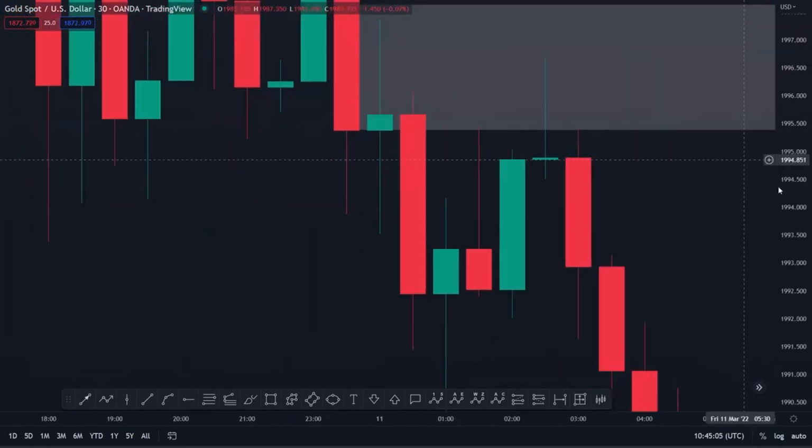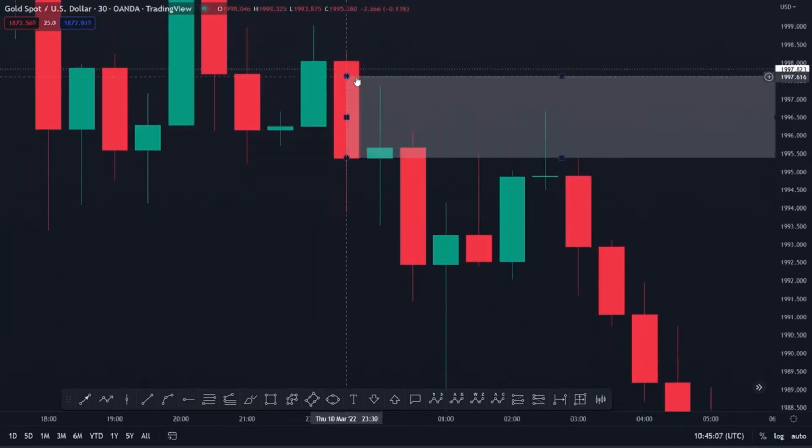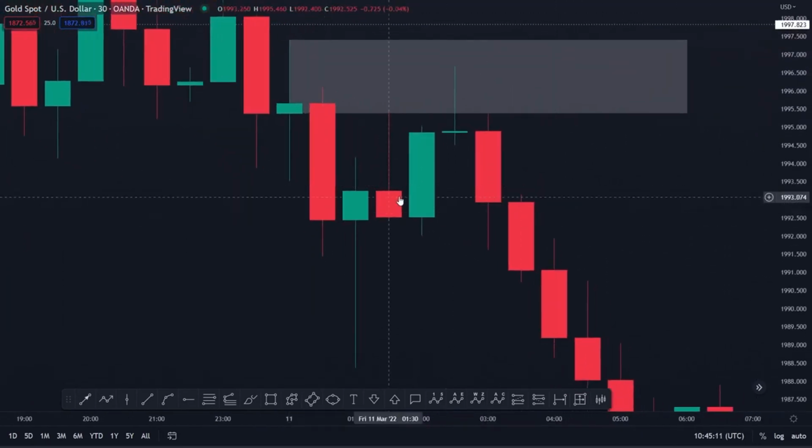From here we can clearly see that we have this zone. This is our bullish candle before a bearish candle. From here we have this candlestick. Then right now we have to wait for the market to touch the zone, which it did, and then the market closed bearish with this candlestick here.